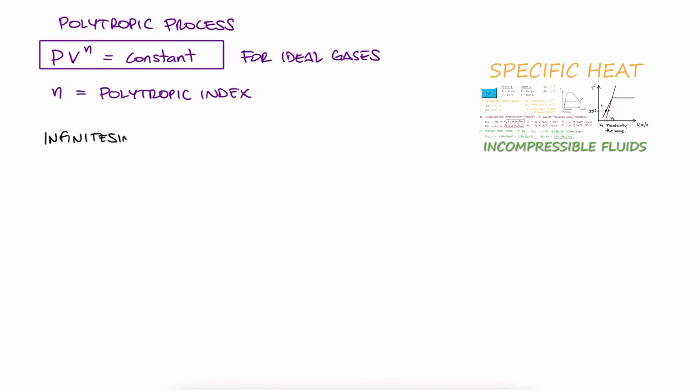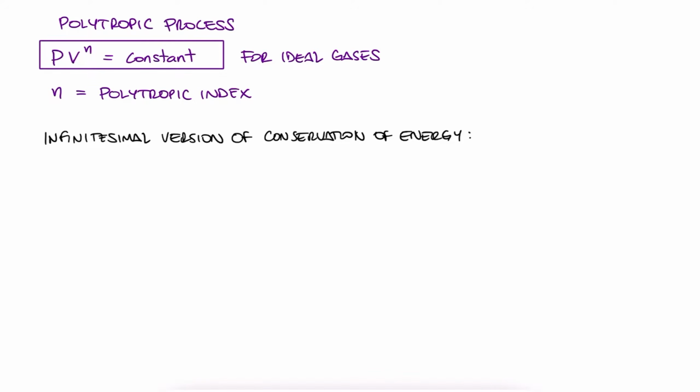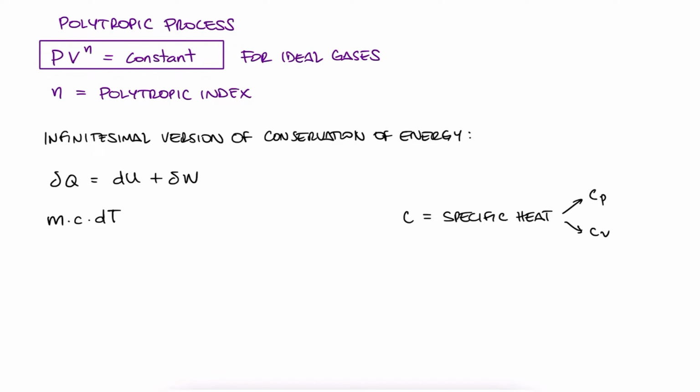We know that for infinitesimal changes, our energy conservation equation, or first law of thermodynamics, results in delta Q equals dU plus delta W. The heat can be written as mC dT, with C being the specific heat at constant pressure Cp or constant volume Cv, depending on the process and therefore indeterminate for now. And dU is equal to m Cv dT from the definition of what Cv is. The infinitesimal work is just P dV. We can simplify this equation as m(C minus Cv) dT equal to P dV.